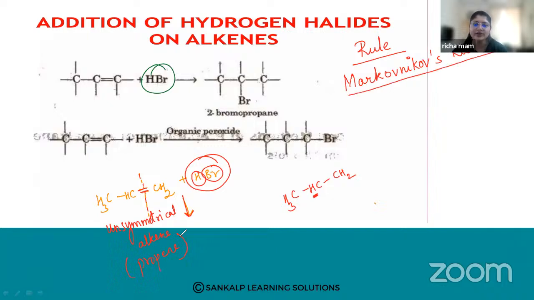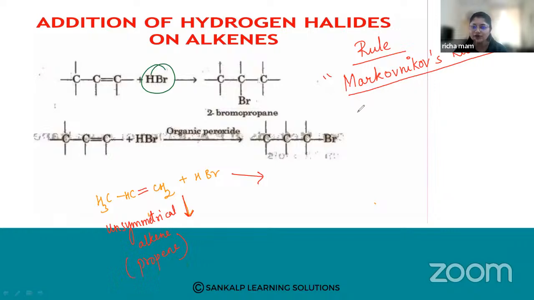So what is this Markovnikov's rule? Whenever you have a symmetrical alkene, we don't have any problem. But whenever you have an unsymmetrical alkene, the problem will arise. So at that time we use Markovnikov's rule. An alkene will add a molecule of hydrogen halide to form alkyl halides. This addition to an unsymmetrical alkene takes place according to Markovnikov's rule.